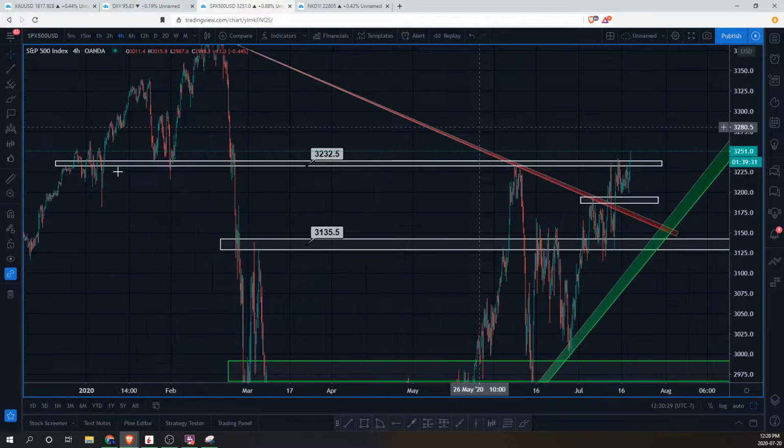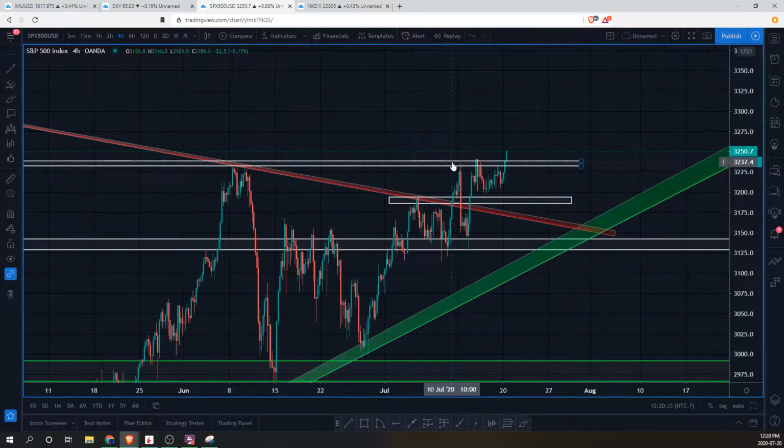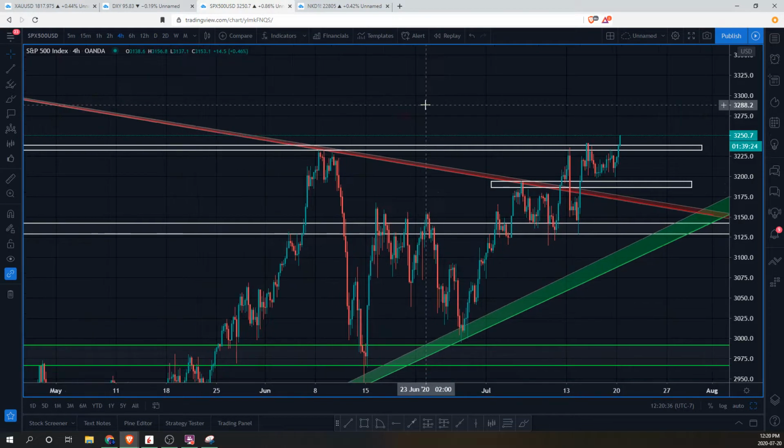And if we really zoom back, we can see a strong level of support, strong level of support again. It's going to be a very significant level of resistance that the price needs to pass in order to continue its momentum upwards, and it looks like that's exactly what we're seeing. We're seeing a strong break.